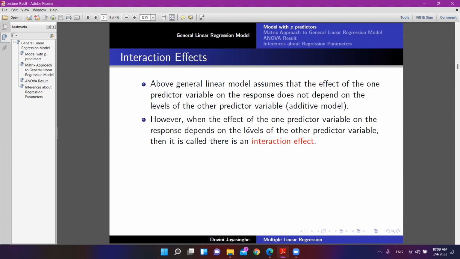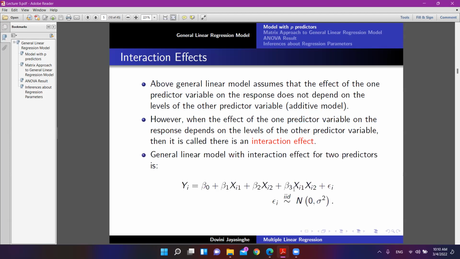Interaction effect. However, when the effect of one predictor variable on the response depends on the levels of the other predictor variable, so if the other predictor variable is gender, what are the levels? Male and female, right? Then it is called an interaction effect. It's just a word, but there are a couple of things that you have to know about this.